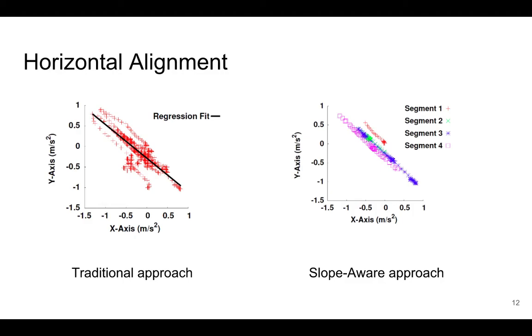However, because there are slopes, the component of gravity is not passing through the origin, which will cause alignment error. So in the slope-aware approach, we know that each road segment has a different slope in degrees, so we can separate the estimation and combine them together to get a more accurate estimation of the forward direction of the car.